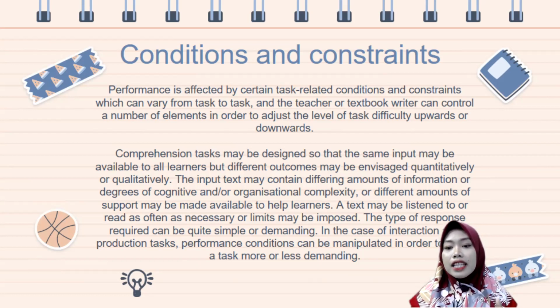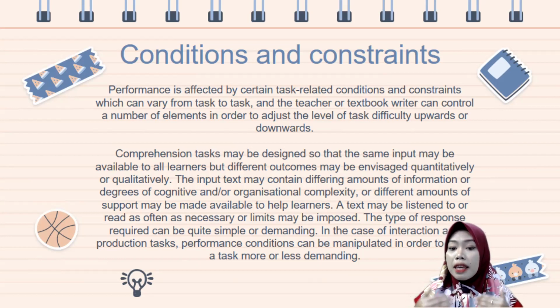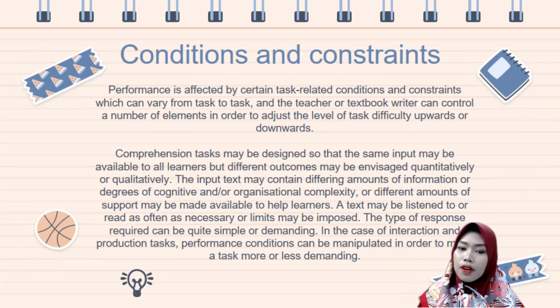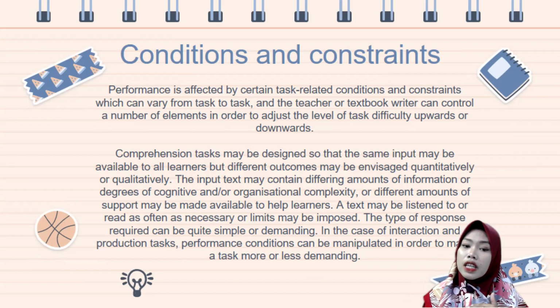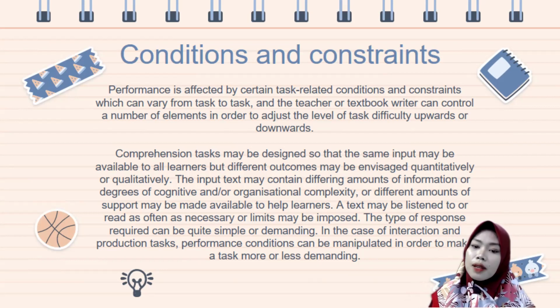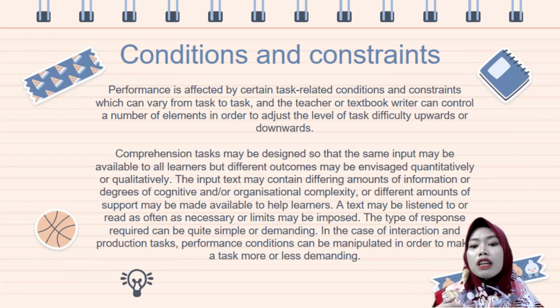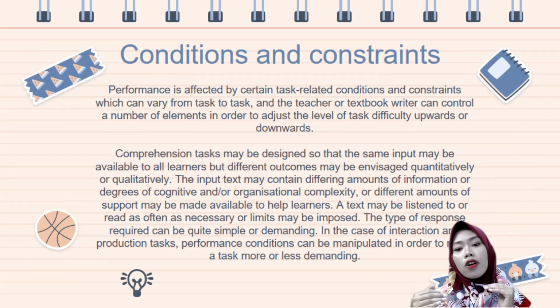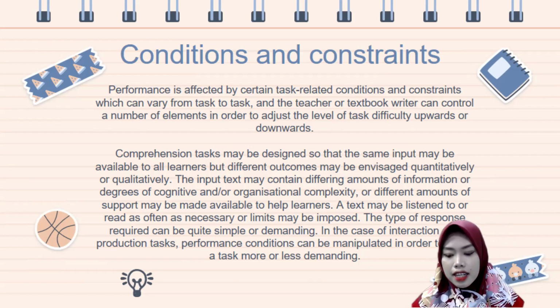A text may be listened to or read as often as necessary, or limits may be imposed. The type of response required can be quite simple or demanding. In the case of interaction and production tasks, performance conditions can be manipulated in order to make a task more or less demanding.